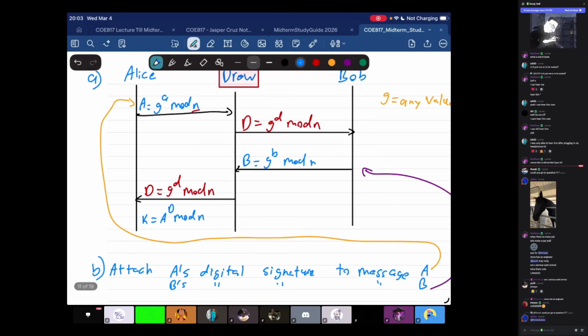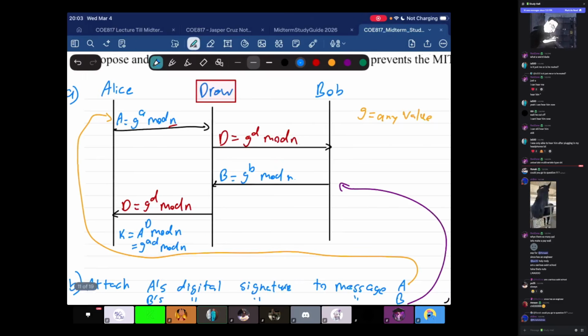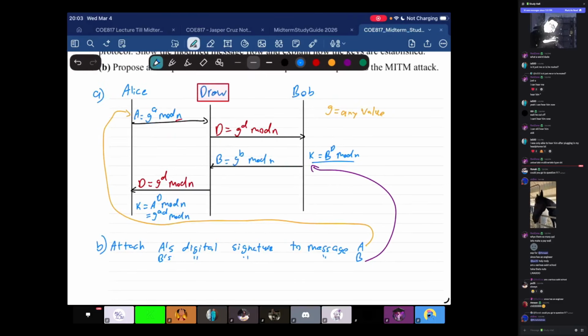Yeah, but this value is also equal to, I think, lowercase g to the power of a and d mod N. I believe that's how it's also laid out. Yeah, they're both equivalent. And on Bob it's the same thing: K is equal to B to the power of D mod N. Yeah, you're right.